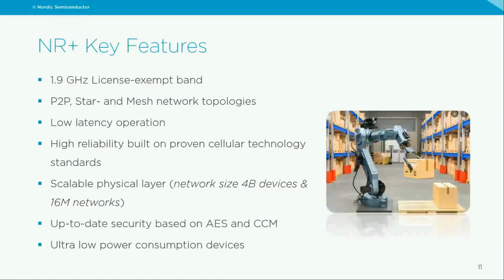We then look at some of the key features, and some of the things we will talk about today in more detail. As mentioned, it uses a license exempt band around 1.9 gigahertz, which is available all around the world, which makes it easy for you to build devices because you don't have to think about utilizing different bands all around the world. It supports point-to-point, star, and mesh network topologies, so all types of technologies.